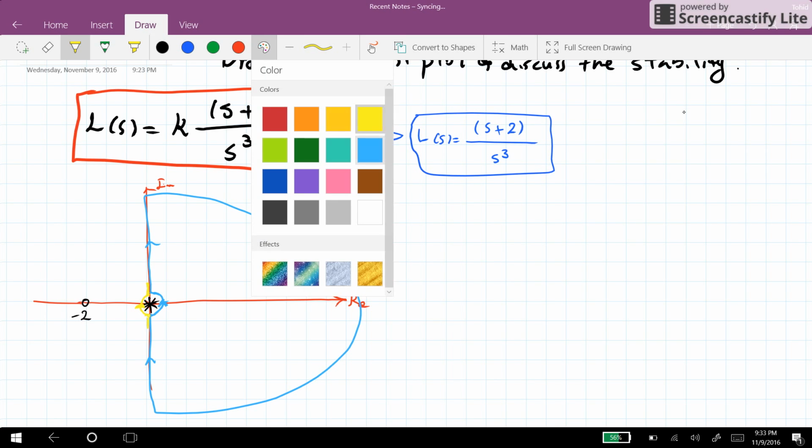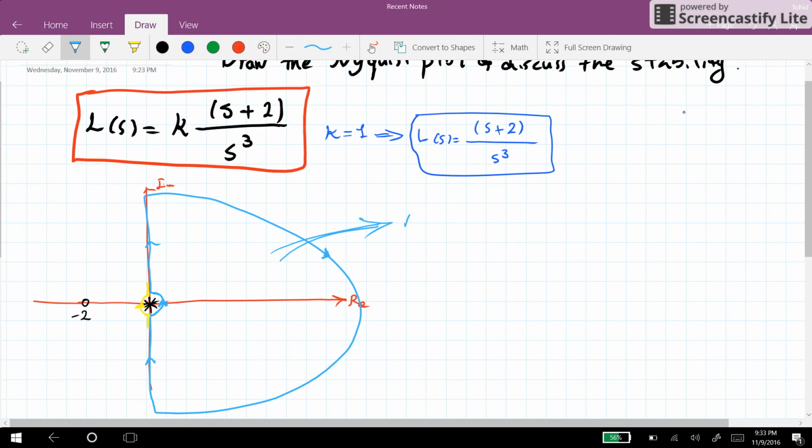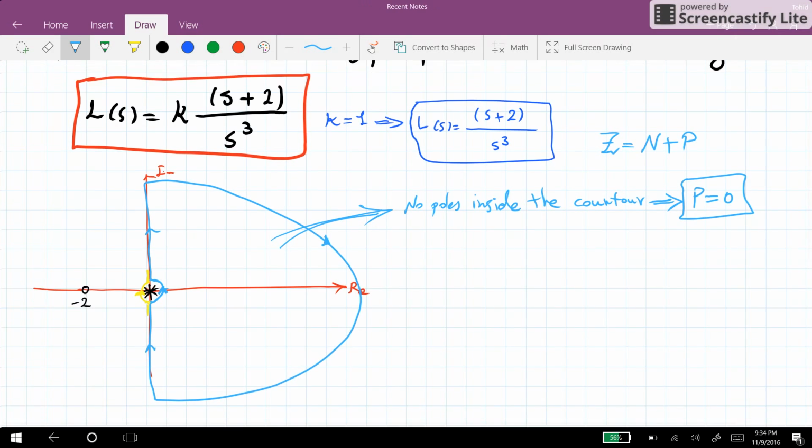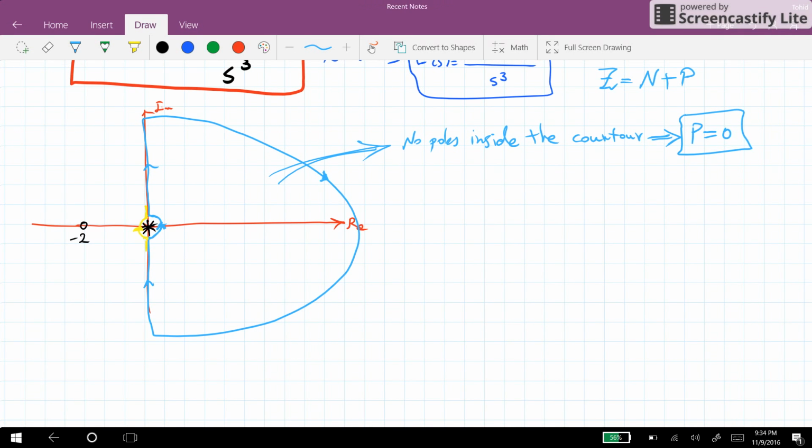Now if you pay attention here, there are no poles inside the contour. As a result, we will have p equal to 0. So you know that z is equal to n plus p for the Nyquist plot, where p is the number of open loop poles of the system on the right half plane, n is the number of clockwise encirclements of the point -1, and z is the number of unstable poles of the closed loop system. Now we can start to draw the Nyquist plot.